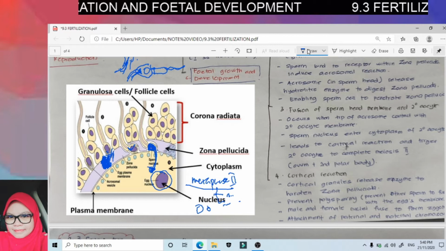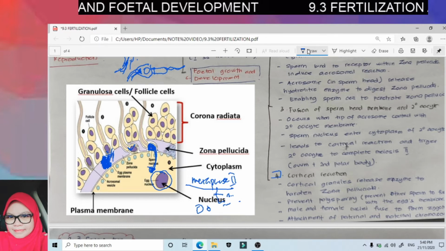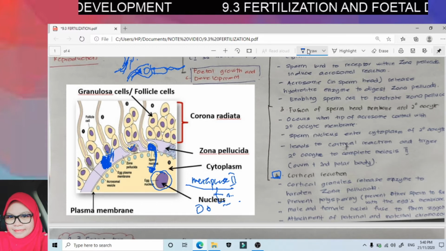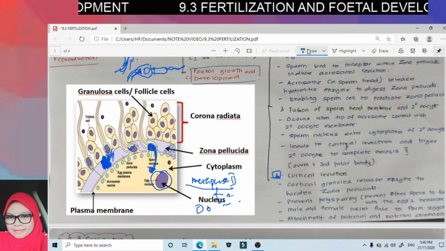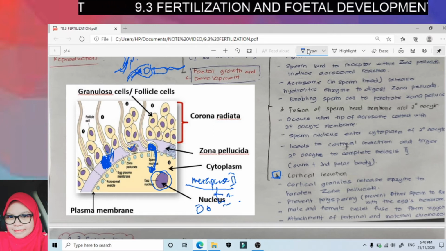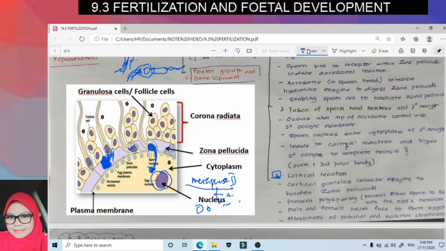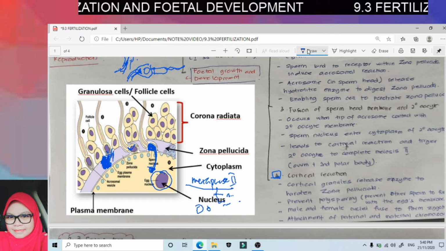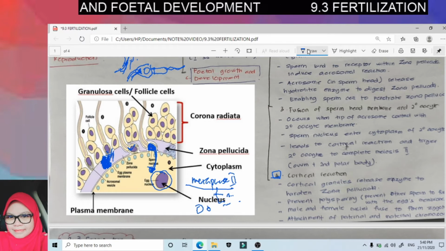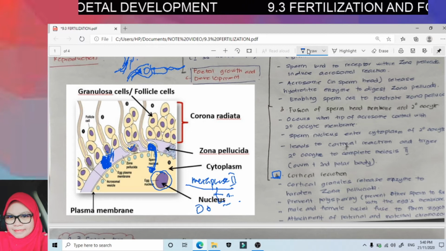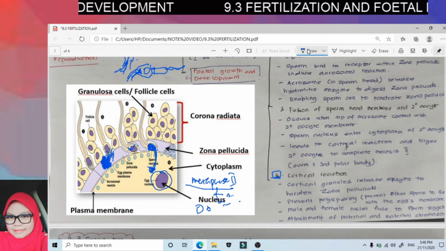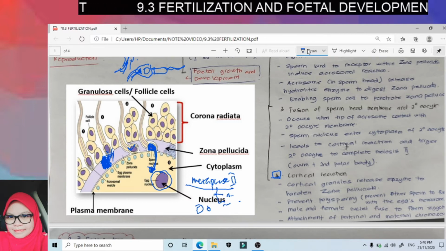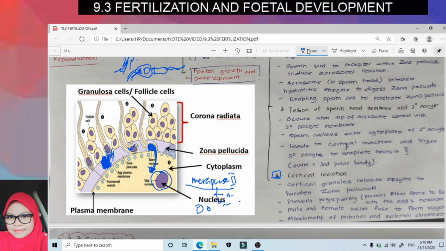Okay, so now is stage number 4, which is the last stage, the cortical reaction. The cortical granules release enzymes to harden the zona pellucida and prevent polyspermy. What is polyspermy? It is when other sperm fuse with the egg membrane. So male and female nuclei fuse to form the zygote, combining the paternal and maternal chromosomes. Okay, so what is meant by this stage?